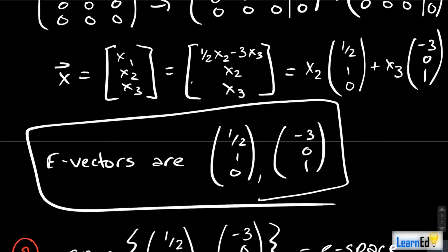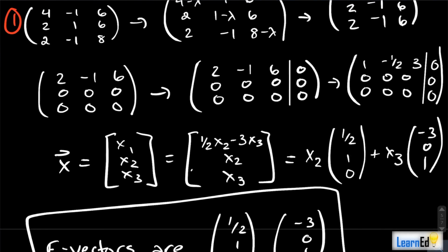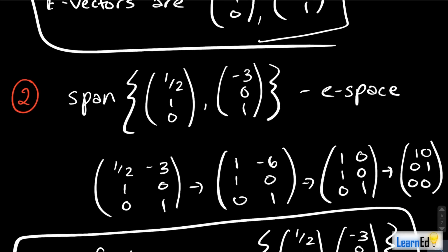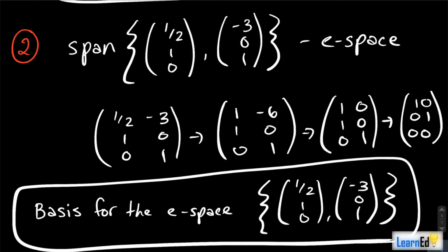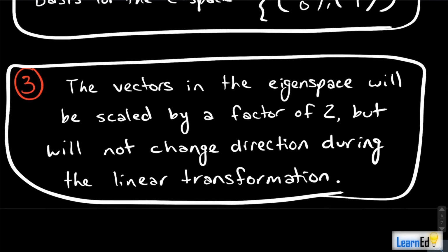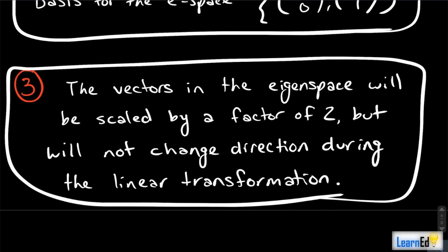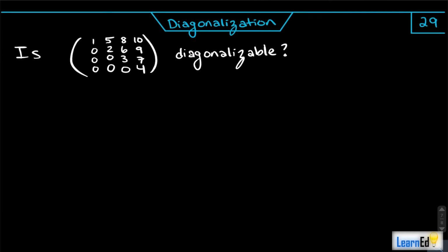So now we've answered number 1, 2, and 3. We first found the eigenvectors for lambda equals 2. We found the eigenspace, and we found a basis for the eigenspace. Lastly, we found what happens to the vectors in the eigenspace during the linear transformation. So moving on to problem number 29.